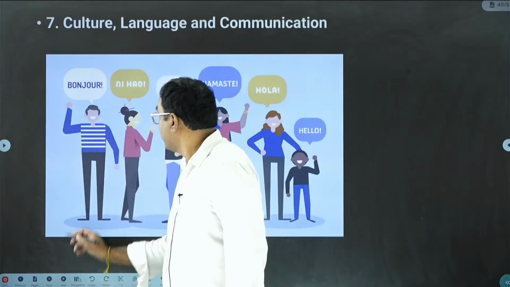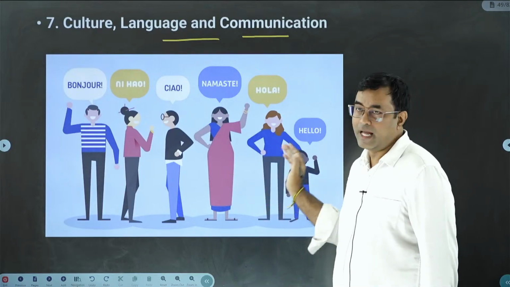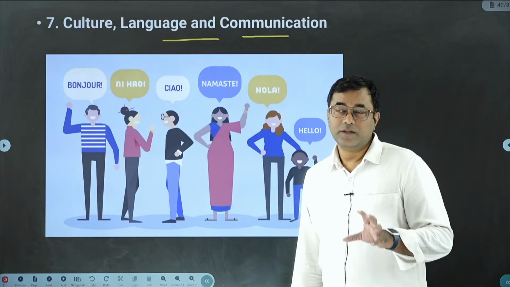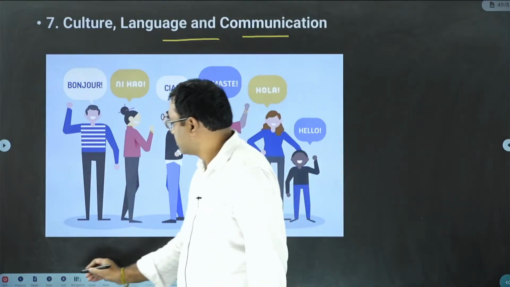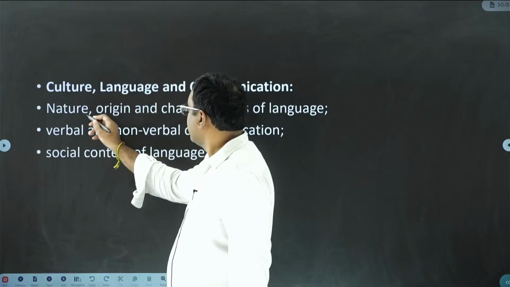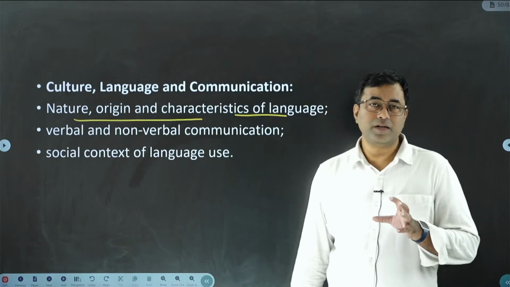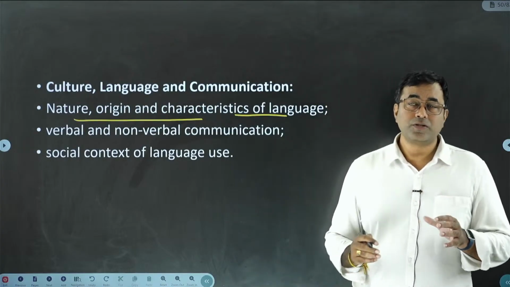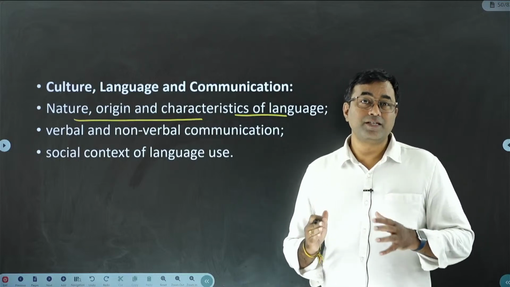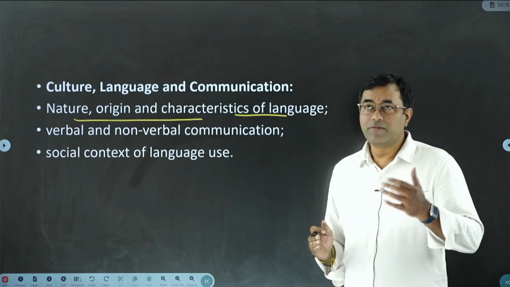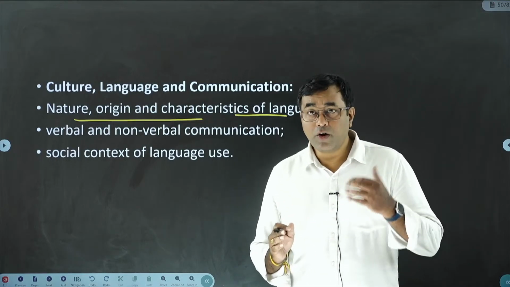Next, you can see culture, language and communication, which is part of linguistic anthropology. Here you can see nature, origin and characteristics of language. We will try to understand how language has developed from the primates to the modern humans, and the different types of languages. Even sign languages are followed by the primates.